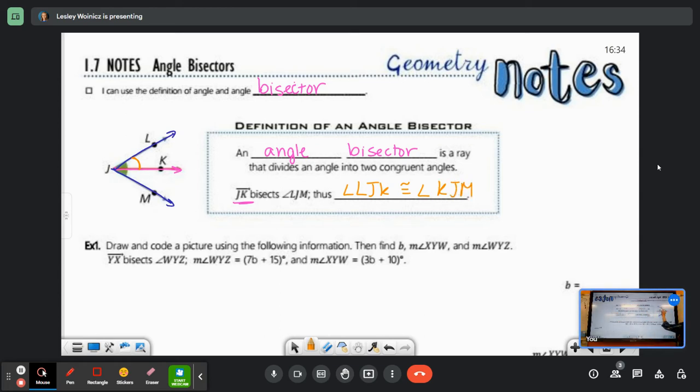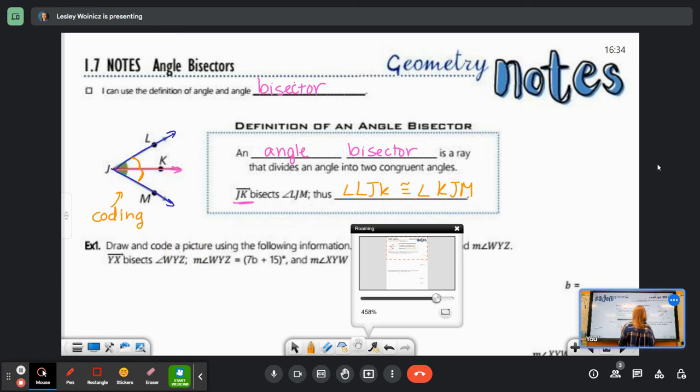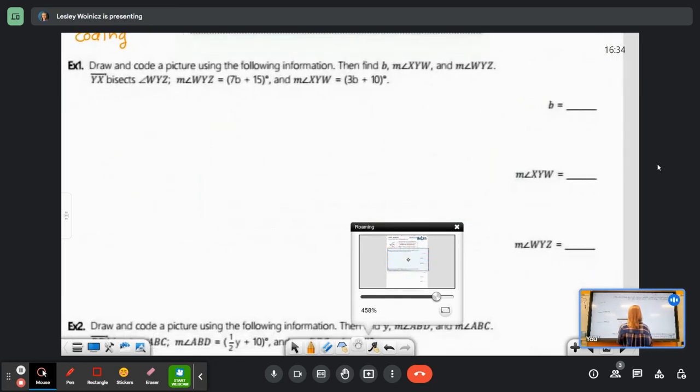Up here. Okay, so when I put those little arcs on, this is called coding. You can do it for angles. If I know segments are congruent, I can mark the segments congruent with little ticks. We talked about that. That's coding. All right, let's look at an example.